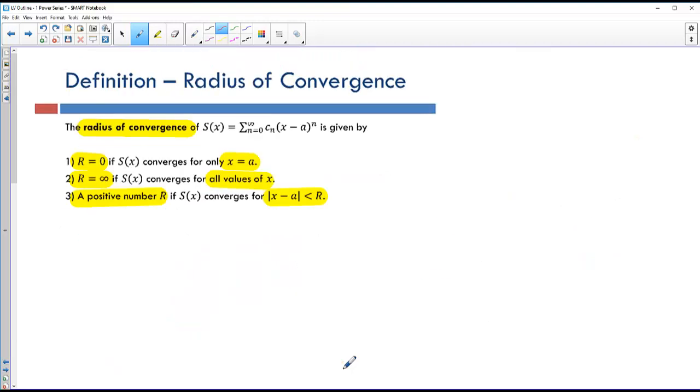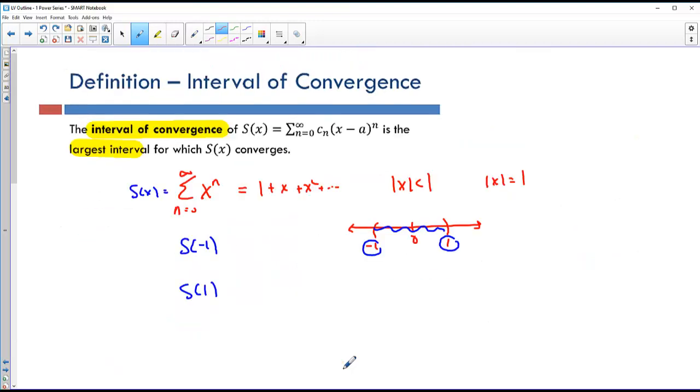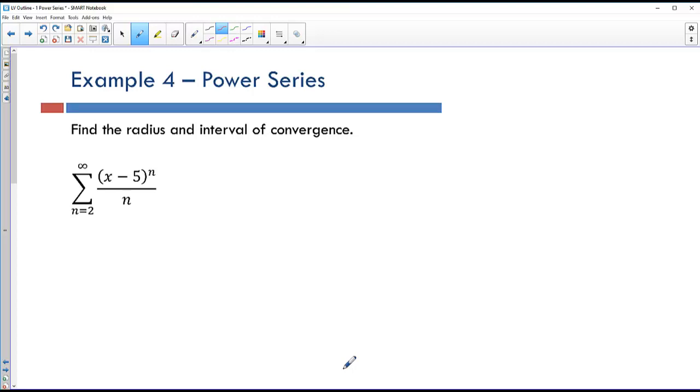Okay, so now what we want to do is put this all together, right? We kind of split it up. I gave you a power series in expanded form, you had to find the closed form, then you had to find the radius of convergence and then the interval of convergence.